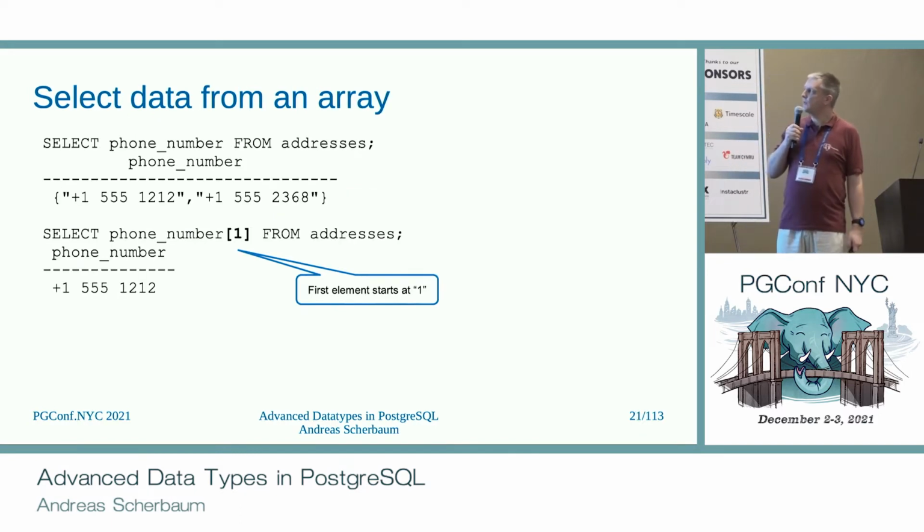You can select from an array. You see, if you select the entire field you have here, you get all the array values. Or you can just pick a single one. The first one actually starts with 1, defined by the SQL standard, not with 0 like in C. So if I say, okay, my brackets here, phone number, number 1, I get my first number here. Please don't try to call this number.